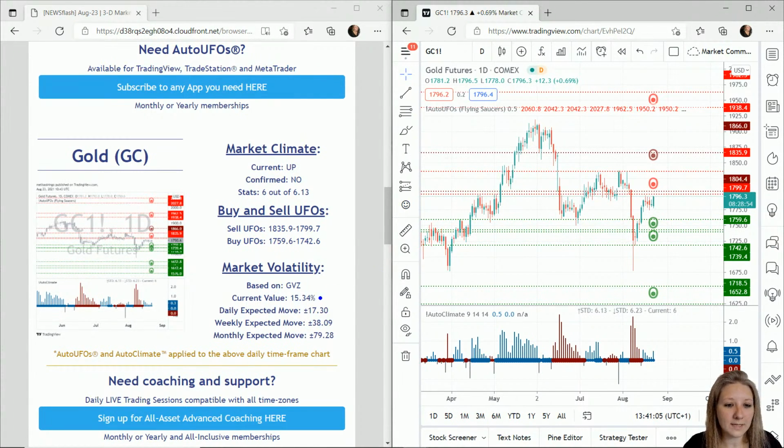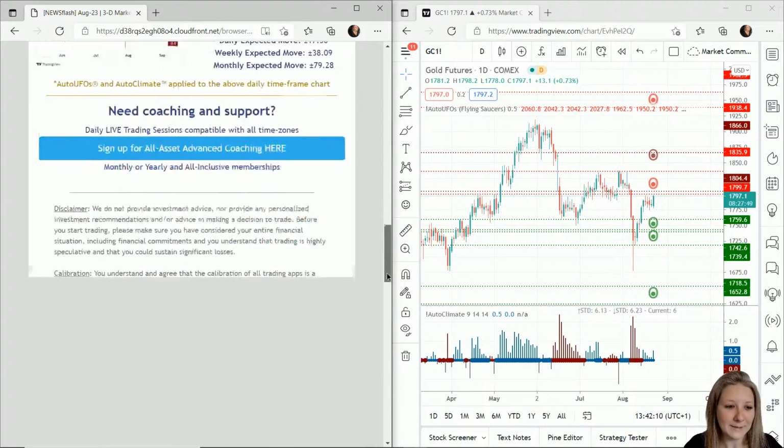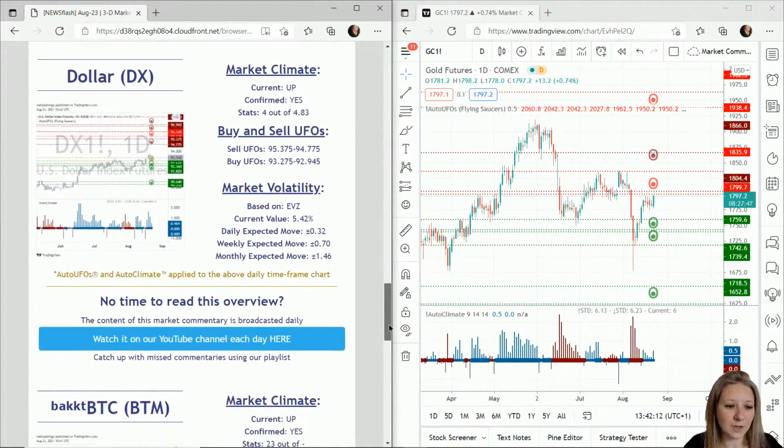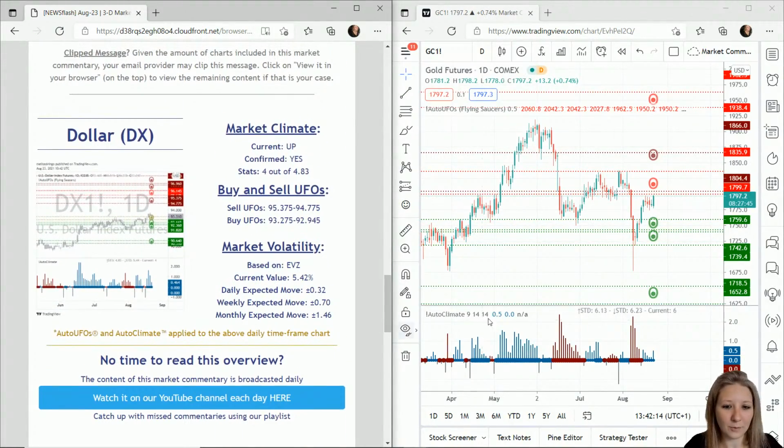In terms of volatility with gold, we'd expect in a year movement up or down of 15.34%, which tells us in one day movement up or down of 17.3 points. In a week, up or down of 38.09 points, and in 1 month it would be 79.28 points up or down. So that is gold. Now moving on to the next market, which is the US dollar. Let's do that before we move on to the next one.